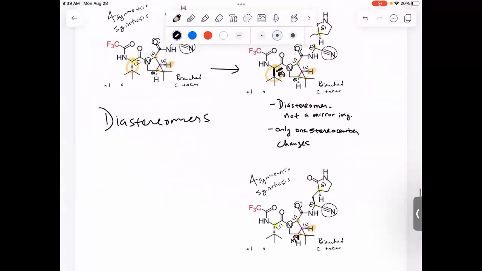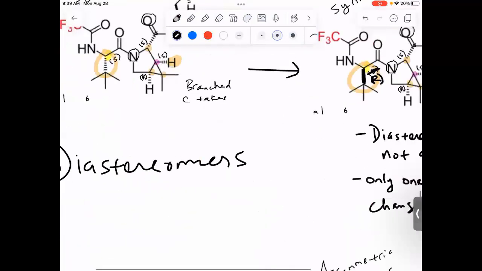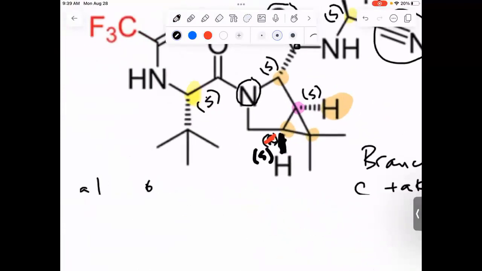Compare that to the original image here, where that H is on a dash. Now over here, I've changed it such that the hydrogen is on a wedge. But I haven't touched anything else. So I'm only changing one stereocenter at a time, and I can do that for every stereocenter in that molecule. Does that make sense?